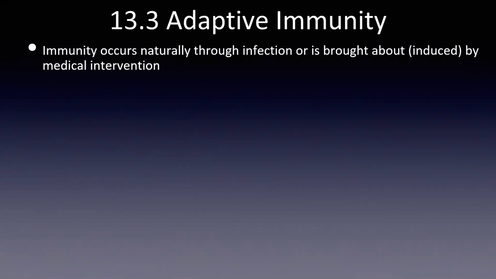And that's a lot of what makes the AstraZeneca and Johnson & Johnson vaccines more old school. They'll rely on your body responding to something called an adenovirus, which you probably encountered at some point in your lifetime. So immunity can occur naturally through infection, or it can be brought about or induced by a medical intervention. Anybody know what we're going to be talking about now?